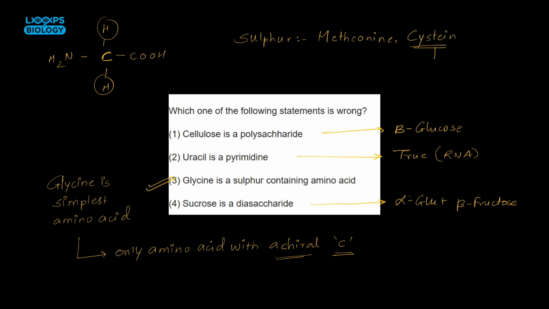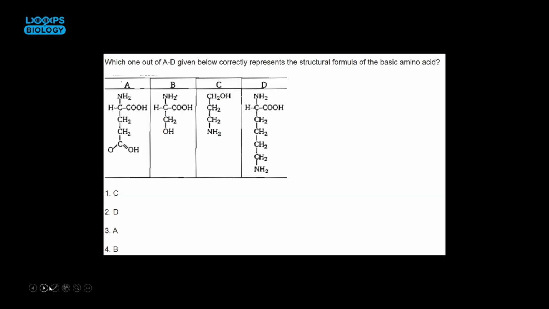Alright, the cysteine is used for formation of disulfide bond in the case of protein. Next case, which one out of A to D given below correctly represent the structural formula of basic amino acid?